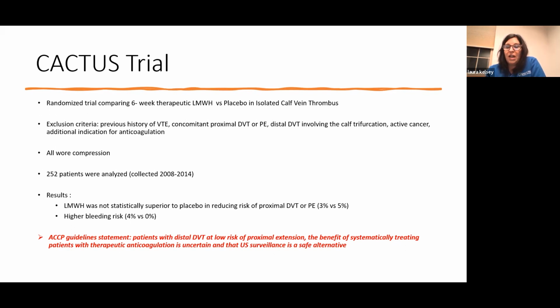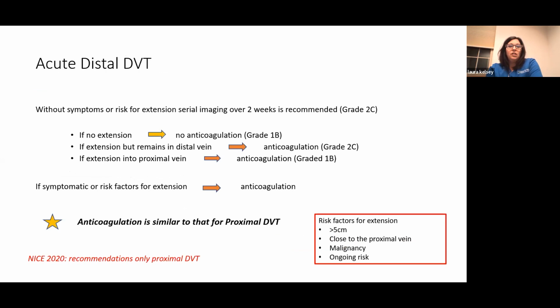If this is a low risk patient with low risk of extension, just systematically treating all of them might not be the right thing to do, and surveillance is a safe alternative in these folks. So the current recommendation is, if they're symptom-free, you do serial ultrasounds for 2 weeks. What that really means in practice is that you do an ultrasound once a week. If they're symptomatic, obviously you'd bring them back to do an ultrasound sooner. If there was no extension, then you leave them alone.